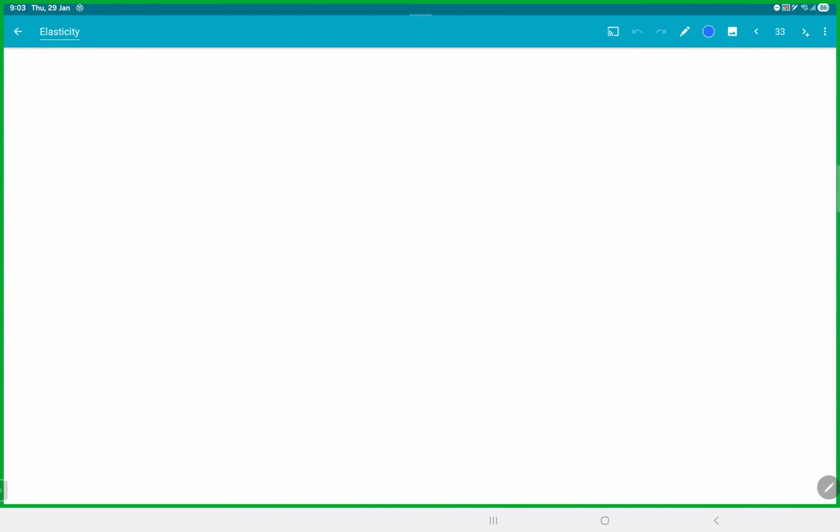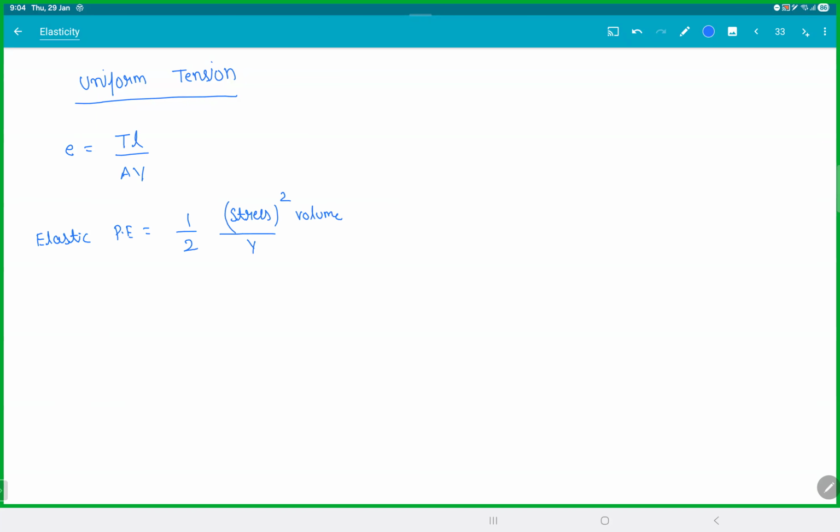Great. So we basically have all the formulas. If you have uniform tension, this is important, listen carefully here. If your tension is constant, then your elongation is given by tension times length by AY. Straightforward formula. Your elastic potential energy becomes half into stress square by Young's modulus into volume. This is the one I prefer to use, but you can use other formulas also. Use these formulas if your tension is constant everywhere.